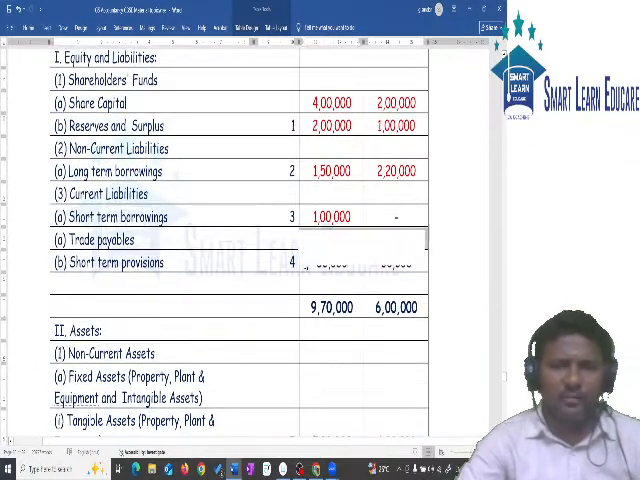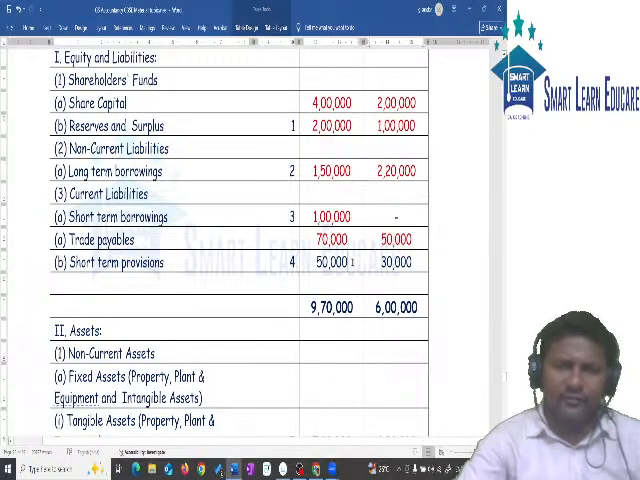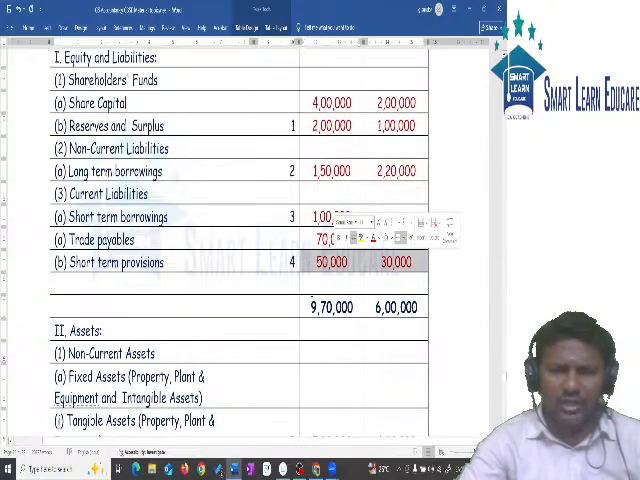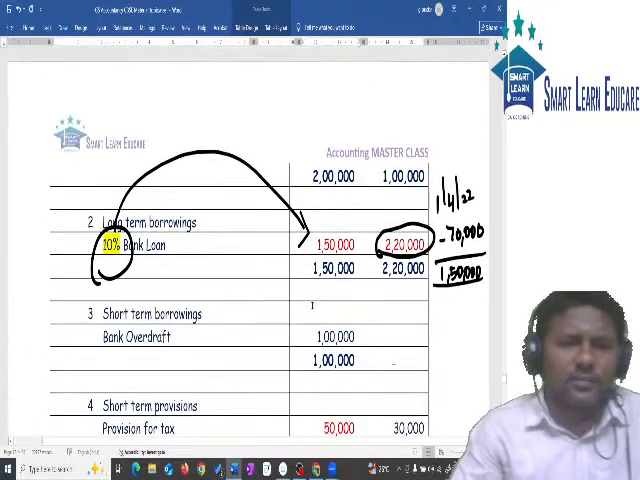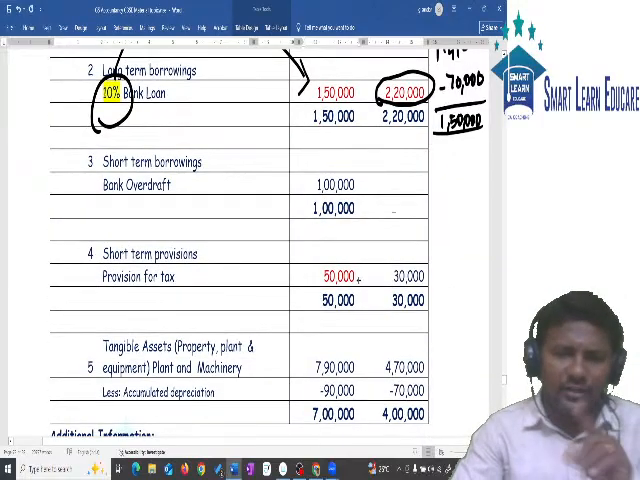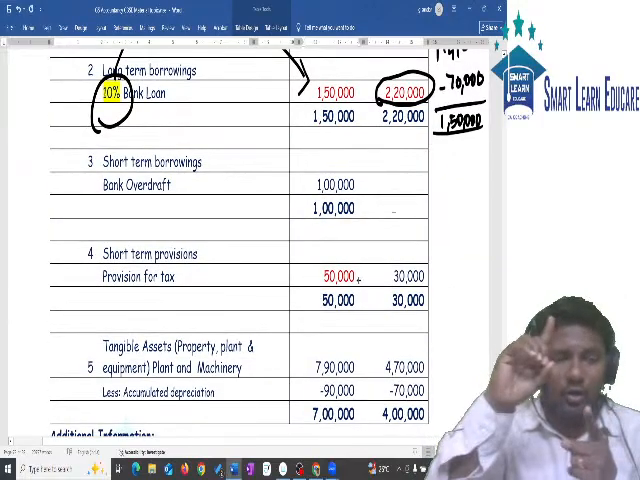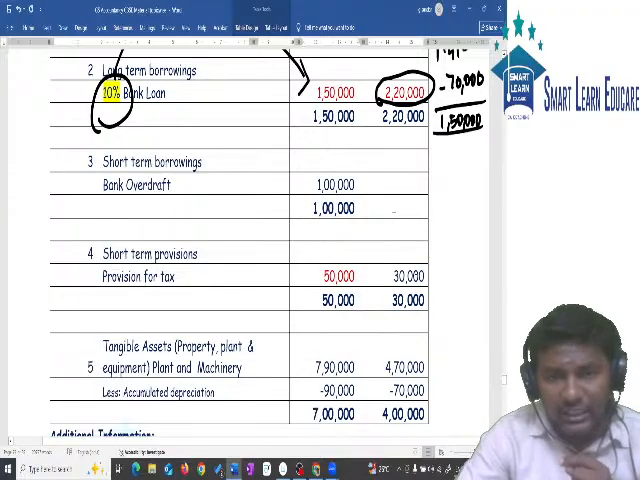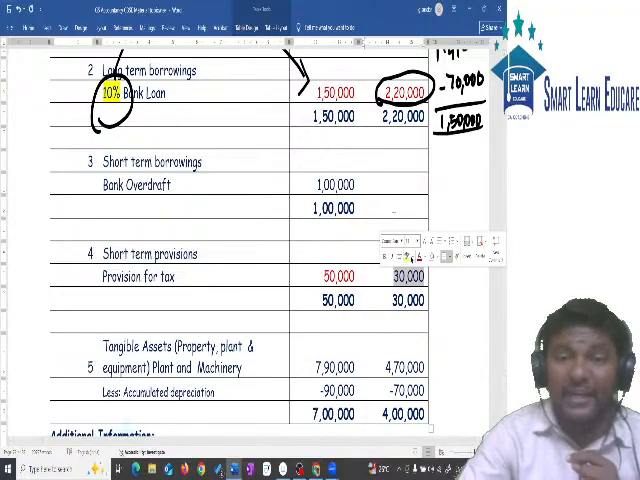Next, short term provision: 30 and 50. Relating to this, we already discussed. What did we discuss? In short term provision, 50,000 we already considered. In working note 1 we added it, and 30,000 will be treated as paid.